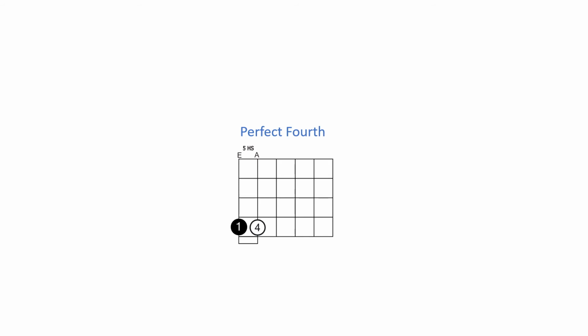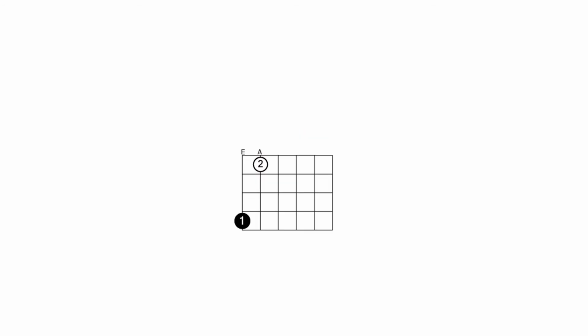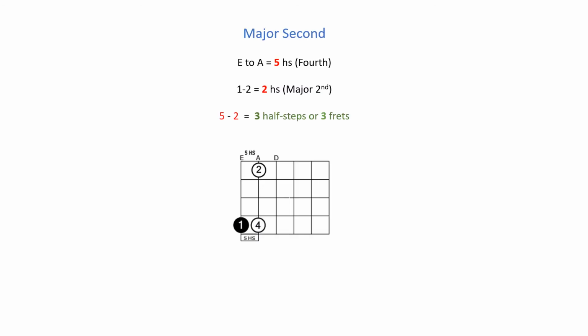Let's say we want to locate 2, which is a major second interval of 2 half steps. How do we figure out its location on the E to A string set? Simple. We take the 2 half steps that are in a major second and deduct it from 5 half steps, which is in the perfect 4th between E and A, and arrive at 3 half steps, or 3 frets. Remember, half steps equal the same number of frets on the guitar. This means that a major second from the root on the E string is located 3 frets below on the A string.